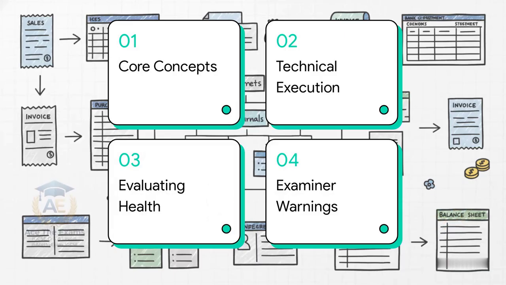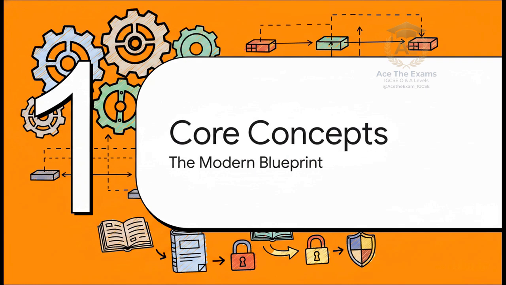Here's our roadmap for this explainer. We've got 4 main stops: core concepts and vocabulary, technical execution and method marks, evaluating financial health, and finally, those critical examiner warnings you absolutely need to know. Okay, moving right into Section 1, Core Concepts and Vocabulary. Think of this as your modern blueprint.